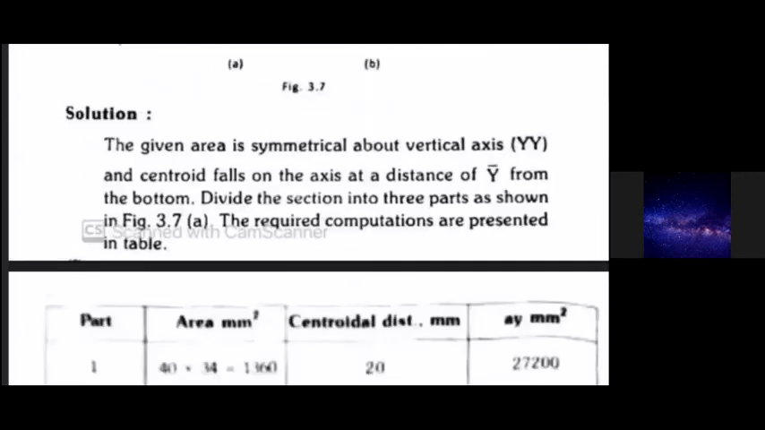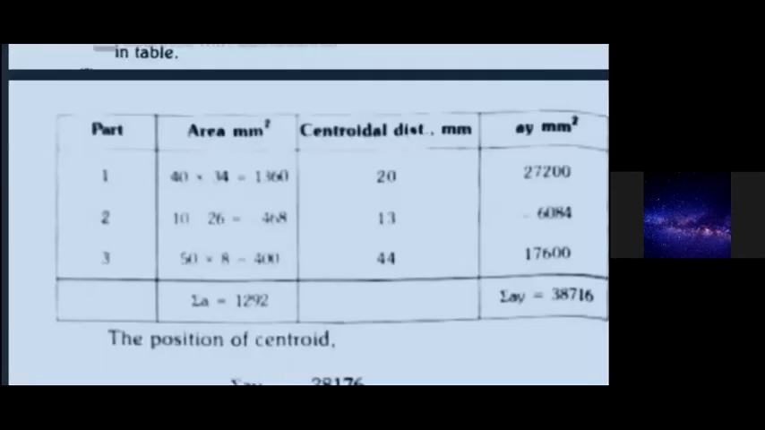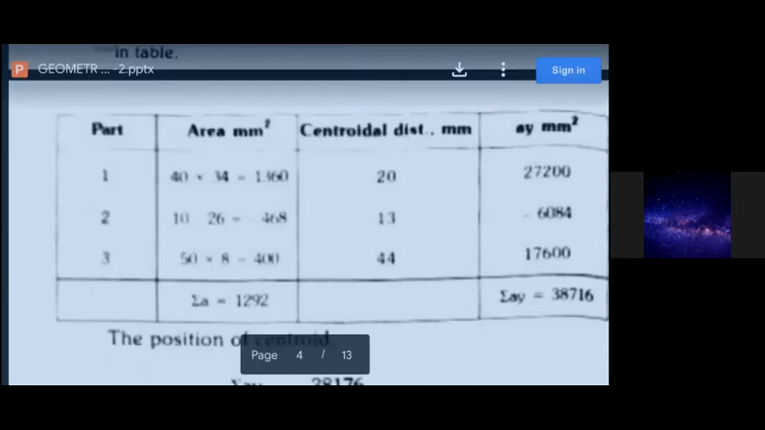So 40 plus 4, we will get 44. Next, after finding the areas and the distances of the centroids of the individual rectangles, find the product of area and distance, that is the product of AY, for each and every term.